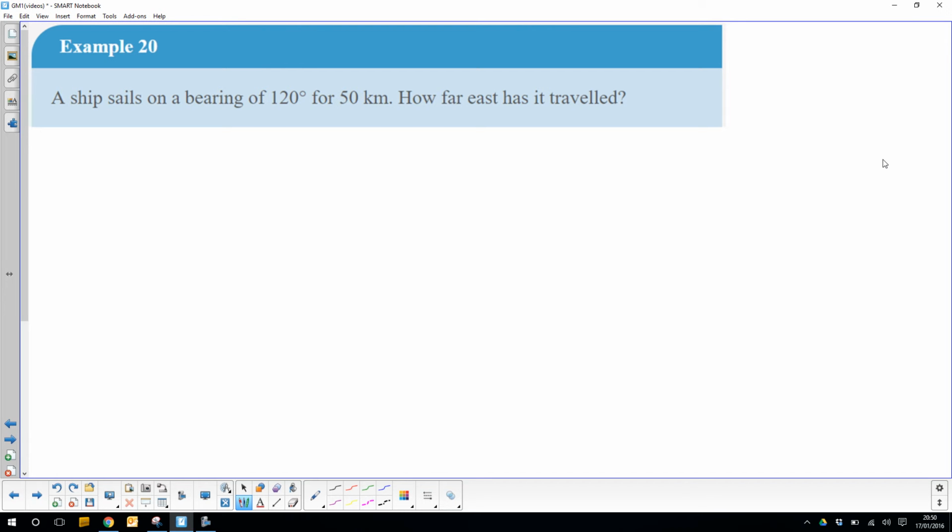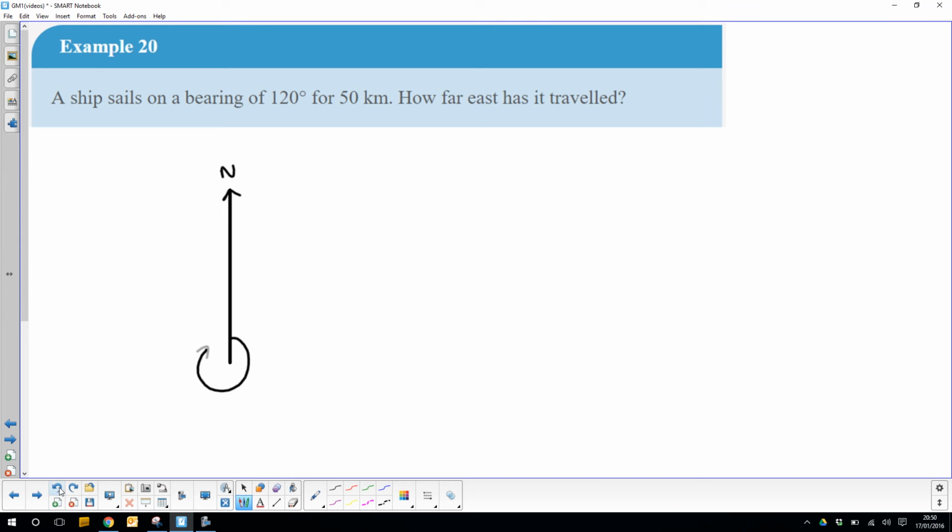Okay, and our next section is preceded by example 20, and we're now talking about bearings. So in its most simple description, a bearing is an angle that's always measured from north, okay, and it's always measured clockwise. Yes, that is clockwise.